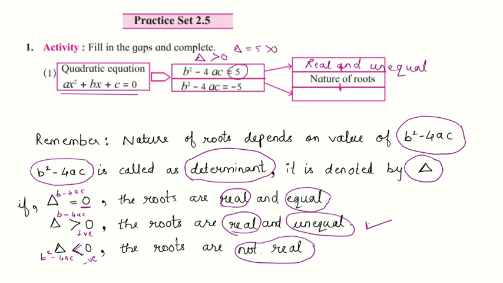Let's take another one. Here the value of b square minus 4ac, that is delta, is equal to minus 5, which is smaller than 0. It is negative. That is the reason the roots are not real.